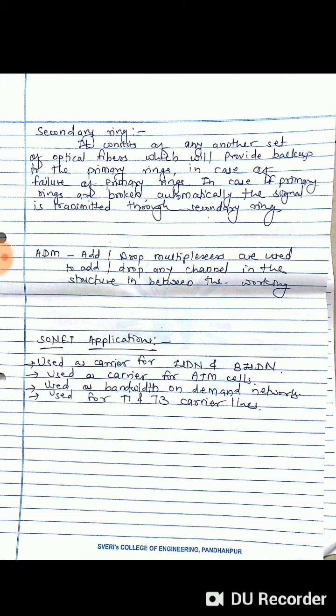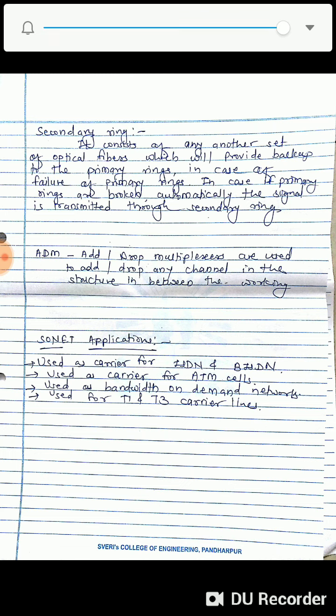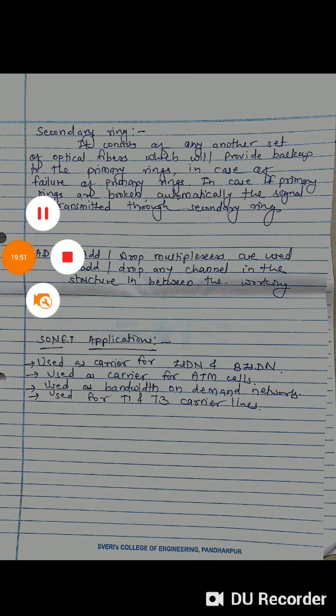Basically, the question is asked as: explain the SONET or SDH network, or write a short note on the SDH or SONET network. If it is asked for 4 marks, you are supposed to write the basic concept of the SONET network, the block diagram of SONET, and write down its explanation. If it is asked for 6 marks, you can add the applications of SONET and which ring structure is used in SONET. Those points can be added.